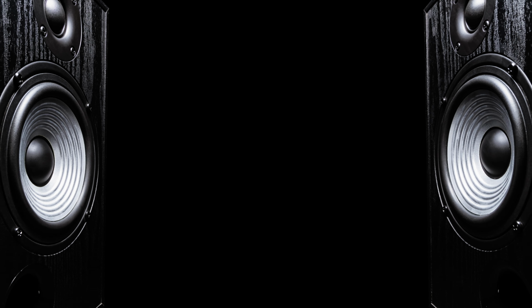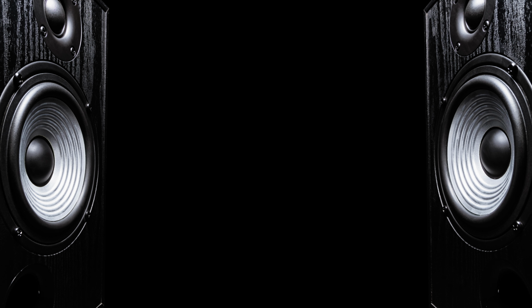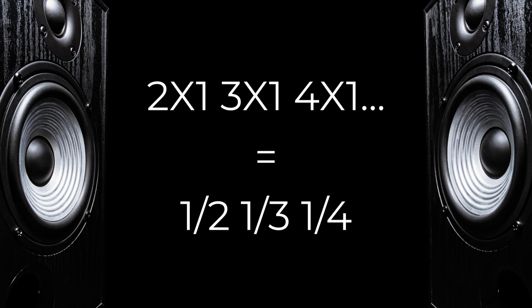A ratio of 2 to 1 means for every 2 dB that exceeds the threshold, it's only going to allow 1 dB to pass through. Now, let's make this even easier to understand. So you have 2 to 1, 3 to 1, 4 to 1, and so on. But these numbers are just fractions.